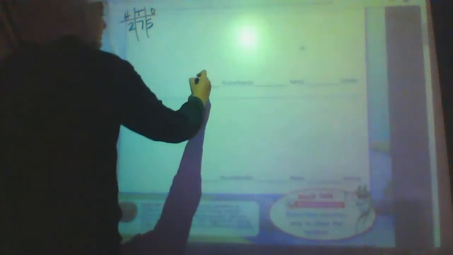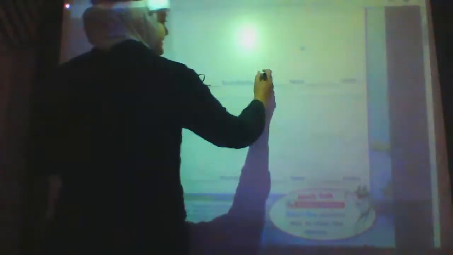So let's draw 1, 10. You need to write what I'm writing, okay? So we have ones, tens, and hundreds, okay? So how many hundreds do we have? We have 2 hundreds. How many tens do we have? 7. We have 7 tens.